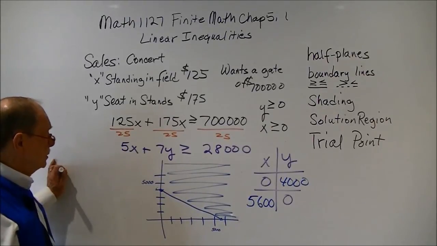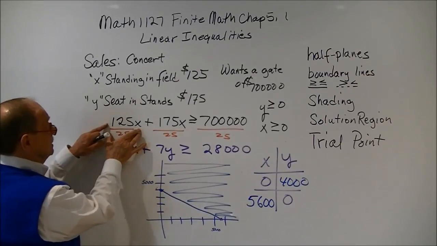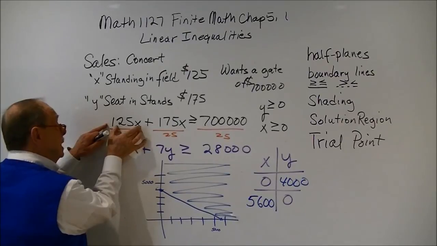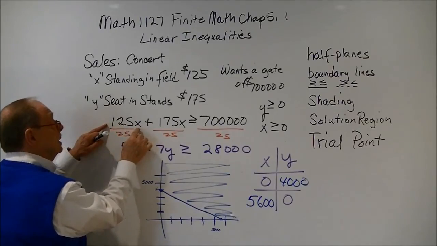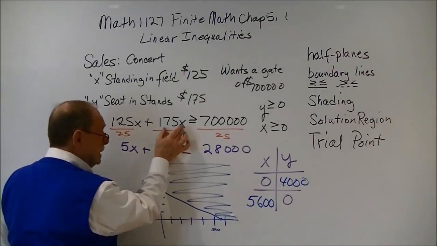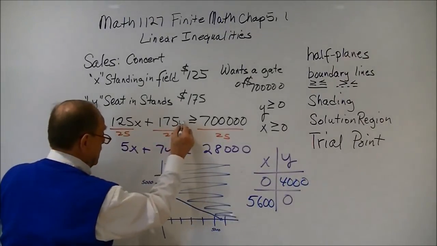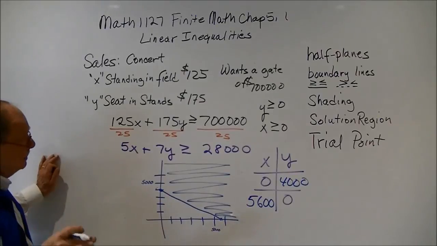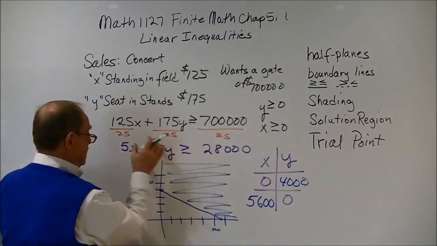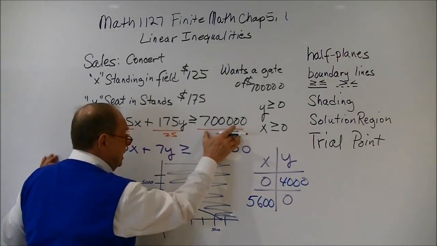So what equation could you set up? Well, we don't know how many X tickets, but if they sell at $125 each, this will be the amount of money that's brought in from the sale of the standing in the field tickets. And 175 is seating in the stands. Oh, got that one wrong here. That should be a Y. Remember, if you see an error, get a bonus point. All right. So there's my basic inequality. Standing tickets, seating tickets, you want to make at least this amount of money.